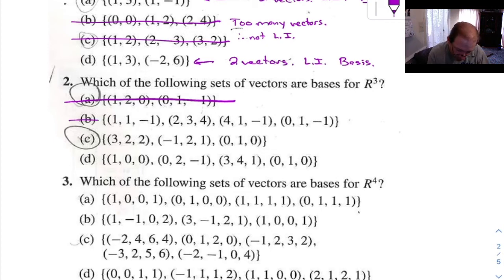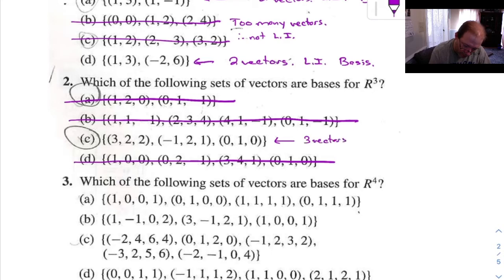Let's see. This one has 4 vectors, so it can't be linearly independent. Ditto for this one. This one right here, though, it has 3 vectors. But the question is, are they linearly independent? Well, we have to check. I'm going to look at them at first and see, is there an obvious linear combination among them? What I mean by that is, if this happened to be double that or triple that or something, then automatically not a basis. So let's use Octave to work this out.